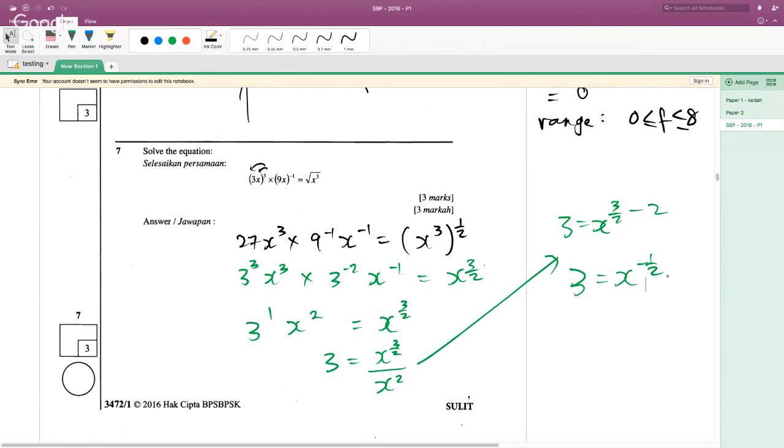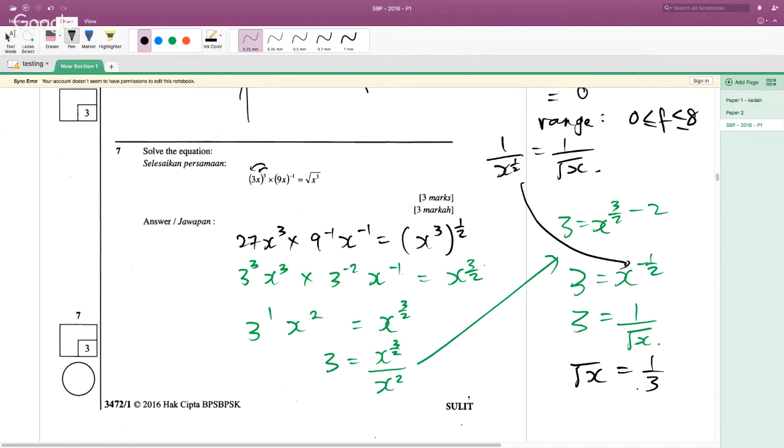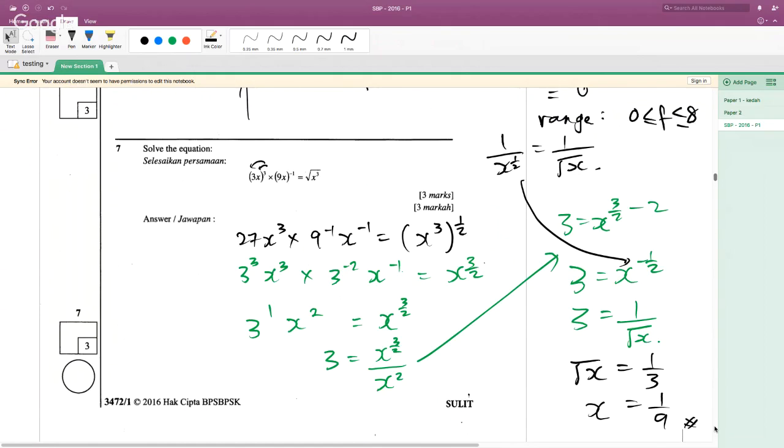So if this is negative half, what I want to do is change it into a positive. So it will become 1 over square root x. Okay, half, I just worry I changed too fast. This one basically is 1 over x power half. But then we know half basically means square root, so it's square root x. Right, so square root x equals to 1 over 3. X is just square the thing, so you'll get 1 over 9. Right, it's not too bad. Can you understand?